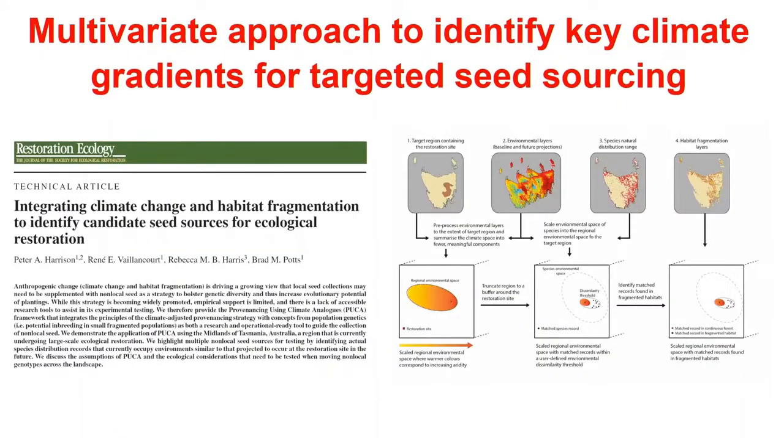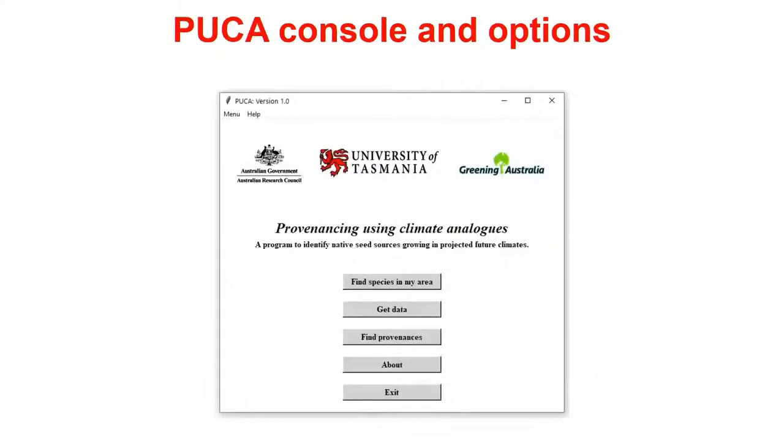To assist in the identification of populations already growing in future climates for a site, we have developed a desktop tool called Provenancing using climate analogues, or simply Pickup. This tool takes a multivariate approach to identify the key independent climate gradients that have likely shaped adaptive variation in a species. This approach is very flexible, repeatable, and able to be used anywhere. This is the main console of Pickup, which has 3 main options which I'll step through now.